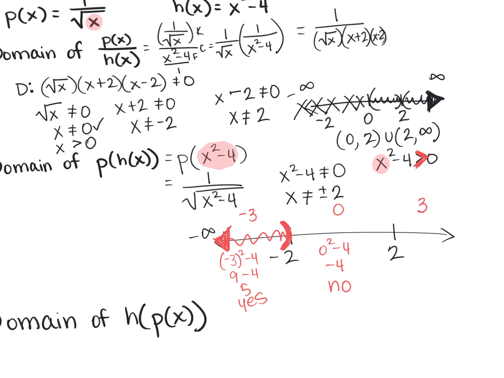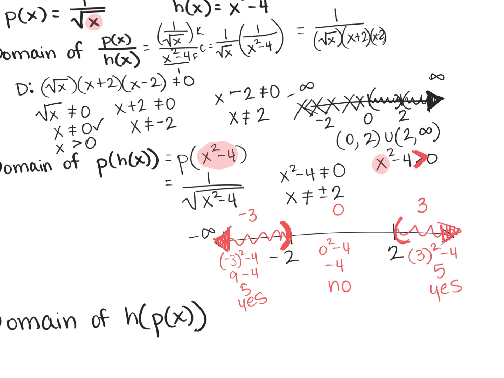And then all the way to the right, I have a 3. So if I take 3 and I square it and I subtract 4, again, I will get the number 5. And 5 is, in fact, greater than 0. So this is a yes. And I know that I cannot be equal to 2, so this is a parenthesis.